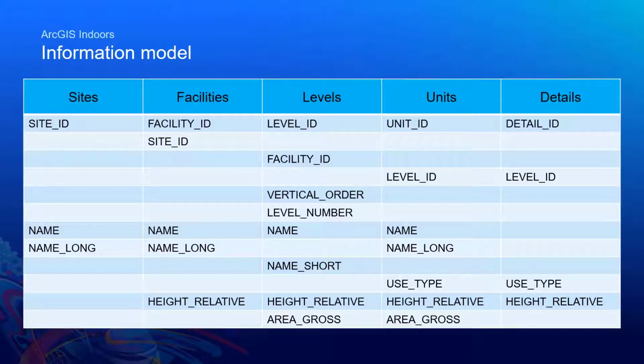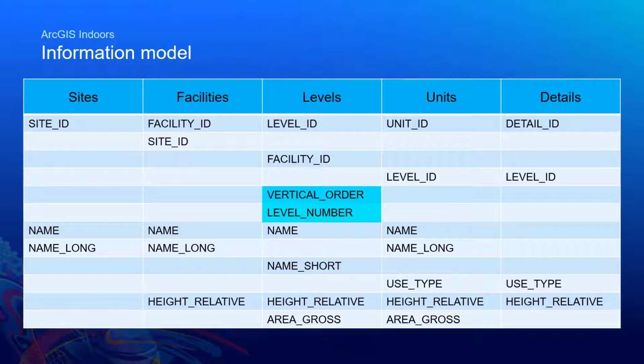The Levels feature class has two numeric fields, a vertical order field and a level number field. The values in the vertical order field are guaranteed to be ordinal, so that the ground floor of a facility will always have a vertical order value of 0, with consecutive positive integers for levels above the ground floor and consecutive negative integers for levels below.